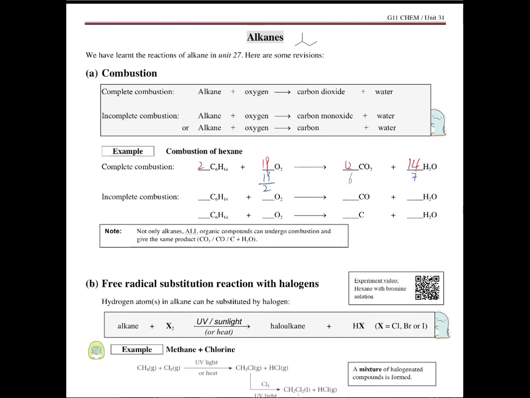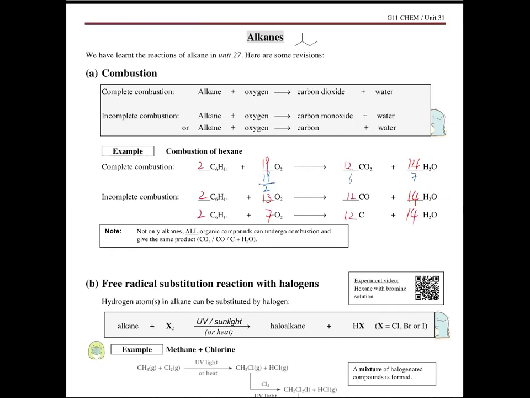And then you can try to balance the rest too using the same method. Remember, we want the whole number coefficient, so we do double them. The second one will be 2, 13, 12, 14. And the last one will be 2, 7, 12, 14.